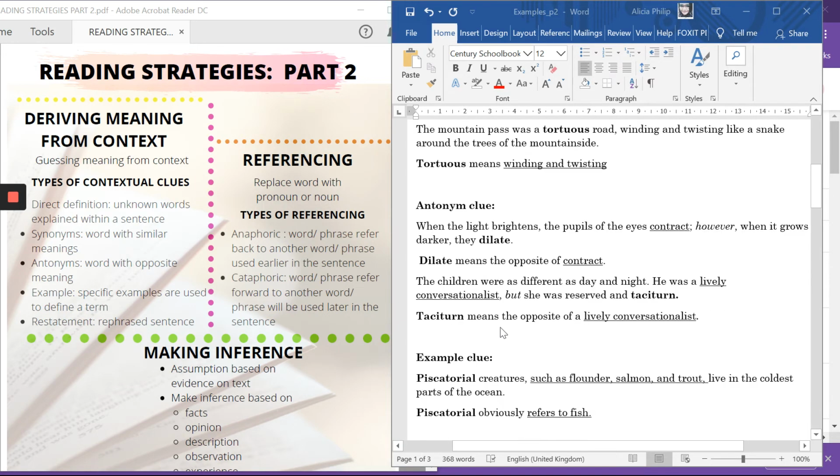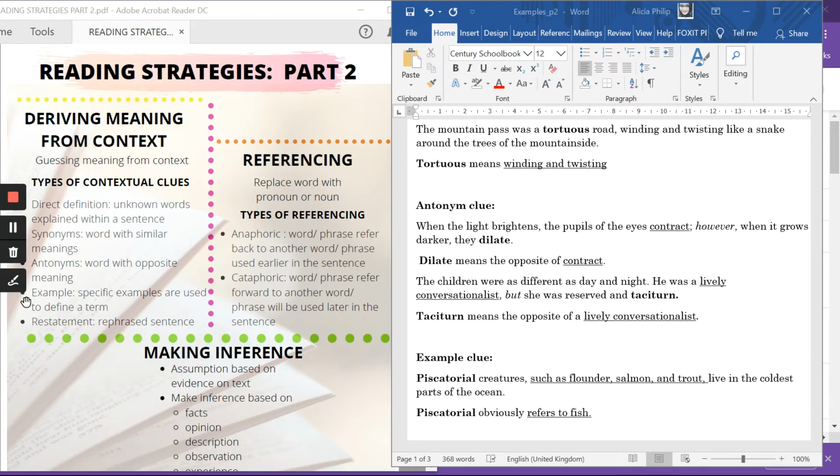Now let's look at the second example. The children were as different as day and night. He was a lively conversationalist, but she was reserved and taciturn. So what does taciturn mean here? It's the opposite, right? You look at the contrasting linker, lively conversationalist, which means taciturn would most probably be a person who doesn't talk a lot or speak a lot, because here it is lively conversationalist.